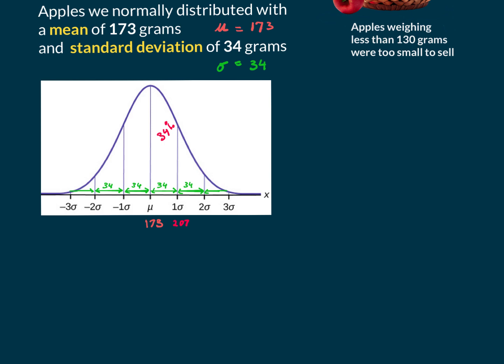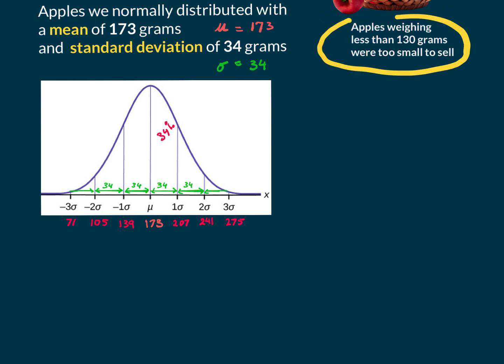And if I add another 34 to this, I'll get 241, and then further on 275. On the left-hand side of the mean, I'll just take away 34. And this tells us that almost all of the apples weigh between 71 grams here, to the mean of 173, and to the maximum weight of 275 grams.